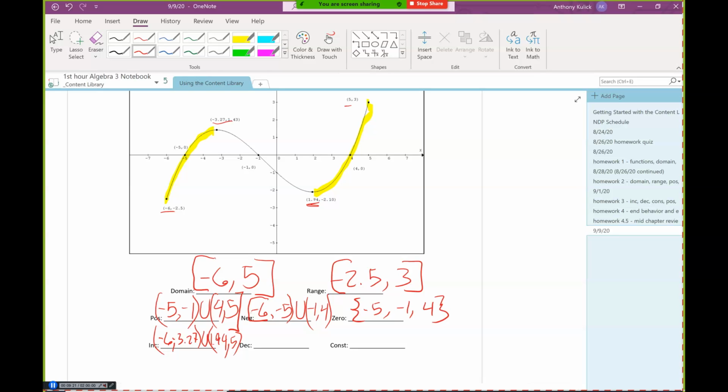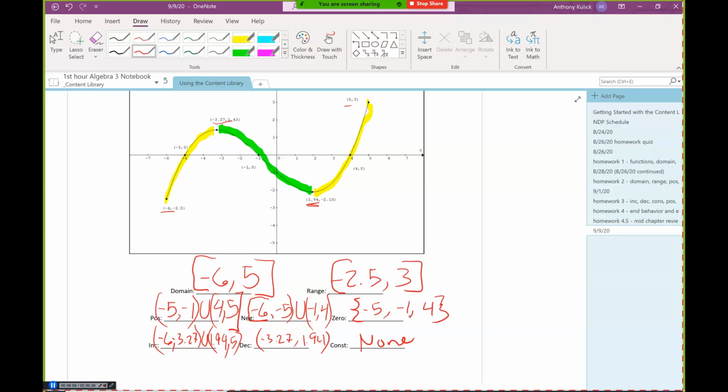Okay there? And then we have one decreasing section. That's the part where we're walking downhill. So that goes from -3.27 to 1.94. And again, always parentheses for these. And then the constant sections would be like the flat parts of the graph. I don't see any of those. So I'll just write none there. You could leave it blank. Either is okay. Does that feel okay there, Joe?